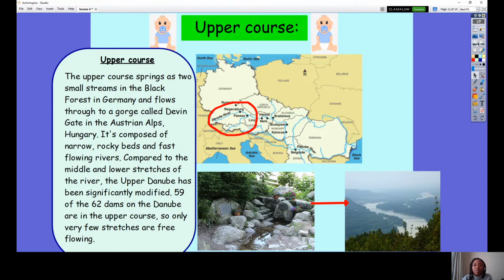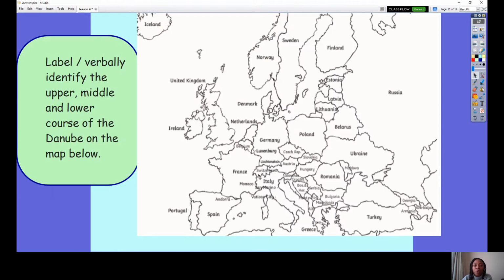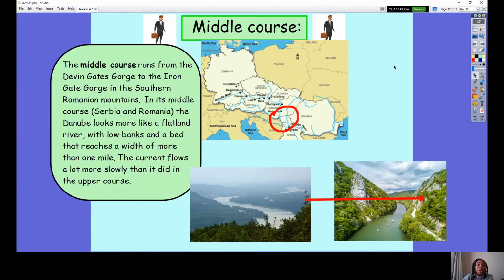If you have the map, then I would like you to label the upper course of the River Danube on your map. If you don't, then you need to go back to the slide, which I'm on now for you, and you can identify where the upper course would be. Okay, let's move on to the middle course. So the middle course runs all the way from Devin Gate, and here's a picture of Devin Gate, which is in the Austrian Alps. And it runs all the way to the Iron Gate, which is in the Romanian mountains, very south Romania.